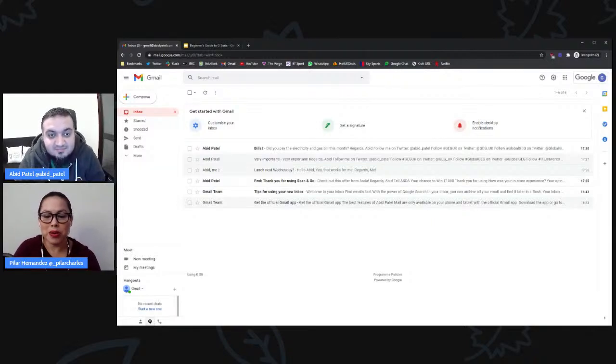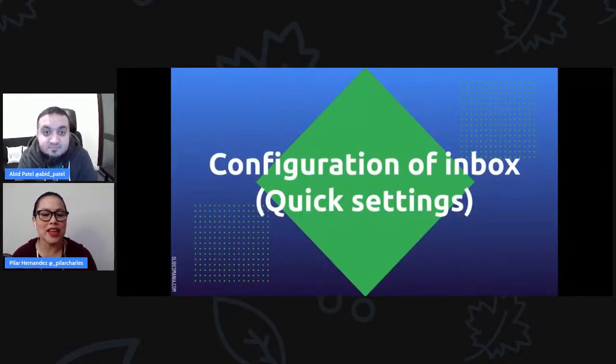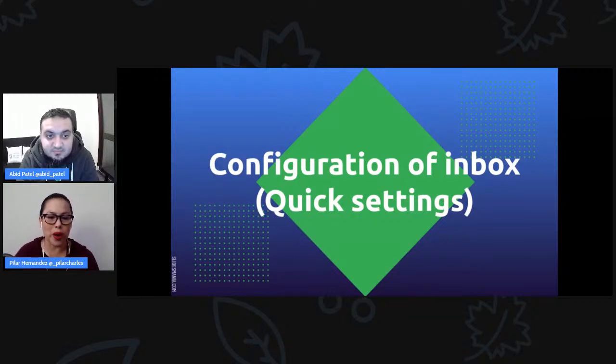So the next thing that we're going to take a look at is how do we see our inbox? The way that you were seeing it was the default way, the way that you were seeing all the emails, but there are ways that we can change that. So Abbott is going to show us how to access quick settings and what happens when we click on it.